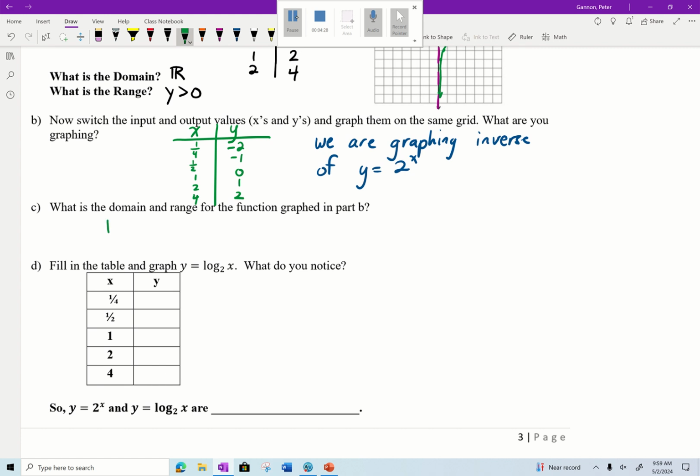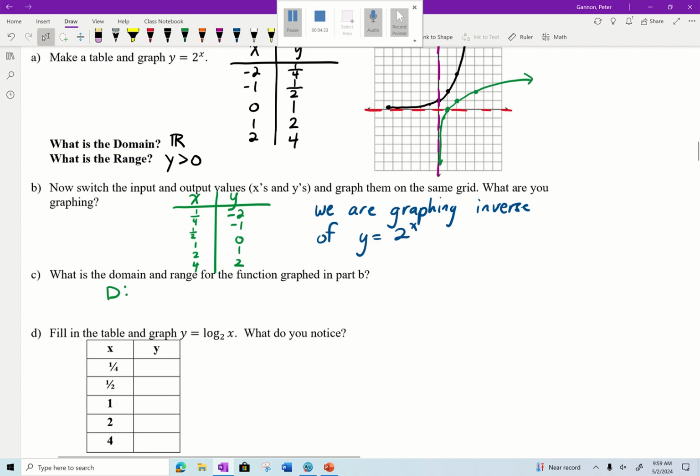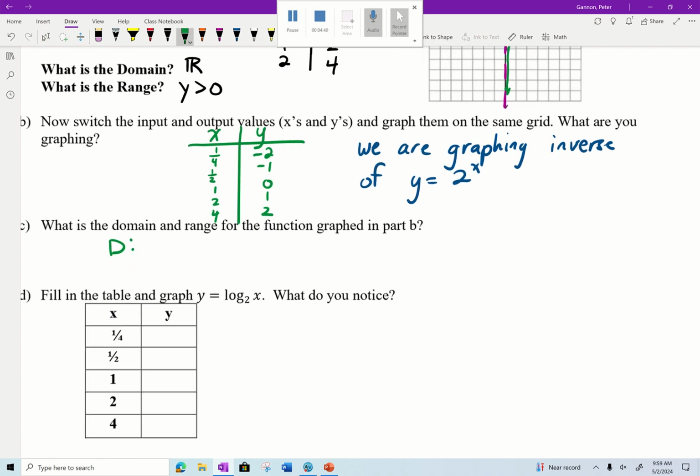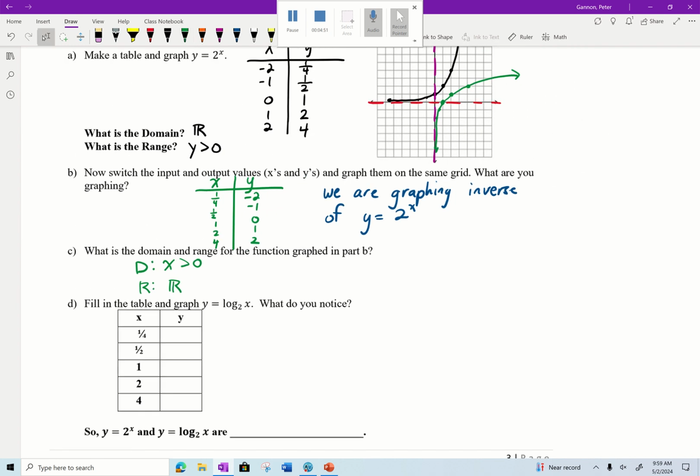All right, so for here, though, let's just kind of talk about the rest of this. So the domain here are the x values, which were the y values. So up here, what happens when you switch x and y is you're really switching the domain and the range. So now the domain of our new function will be x is greater than 0, and the range will become all real numbers. Because if we look at the graph that's green, it's going to go down forever and up forever, but it never goes past the y-axis. It never goes left of the y-axis, I should say.